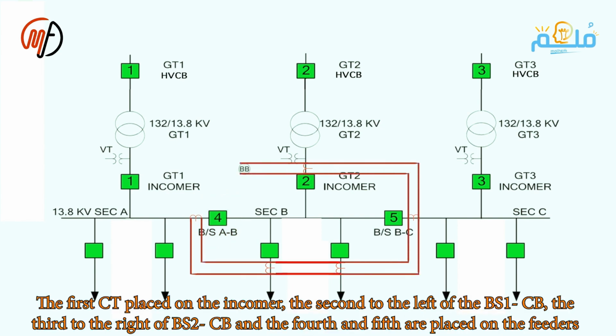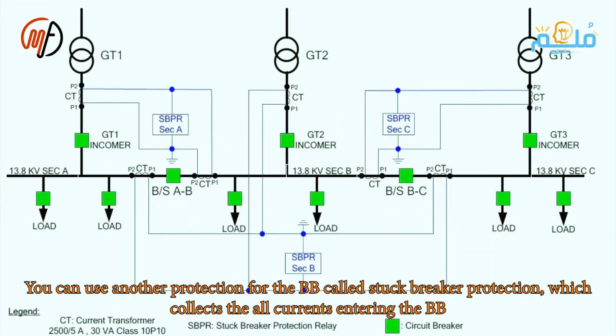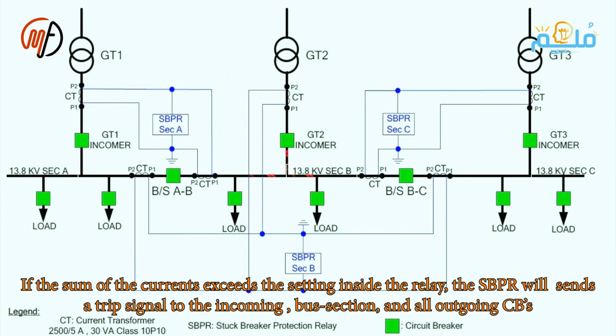CTs are on both sides of the circuit breaker with 2 outgoing. Stack breaker protection collects only incoming currents via the incomer and bus section CT. If current exceeds the set value, it trips all circuits. Bus bar protection collects both incoming and outgoing currents, while stack breaker focuses on incoming. Section A needs 2 CTs, 1 from the incomer, 1 from the bus section.